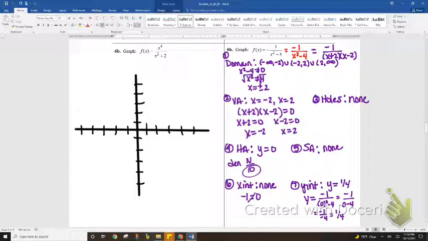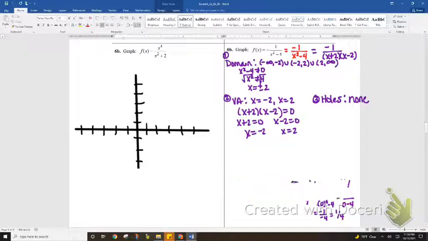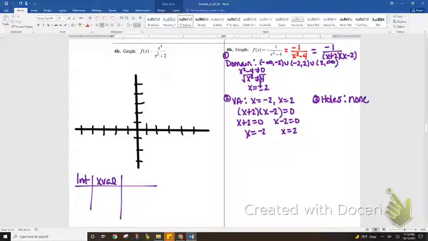Alright. Borrow a little room down here again for my table. And I'm going to cut off part of this so I have room to show my work. Alright, so I got my interval, my x value, and my y value.